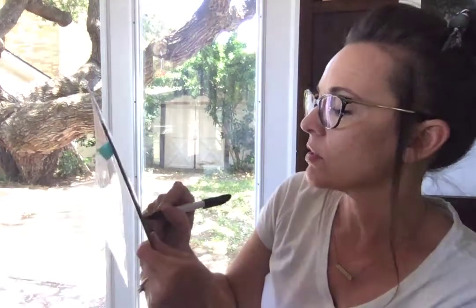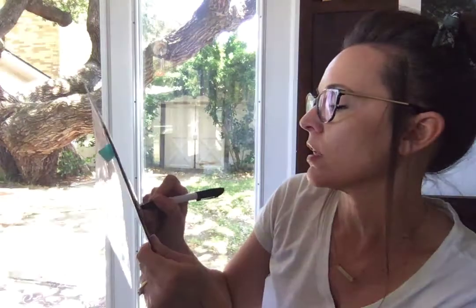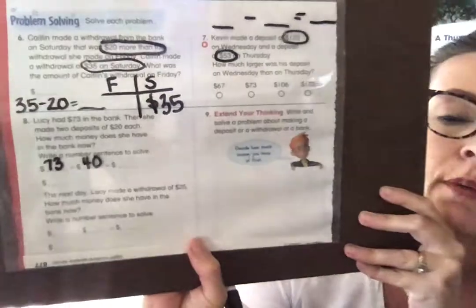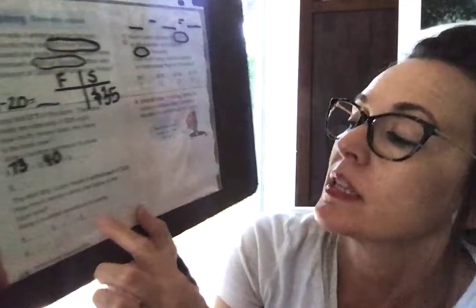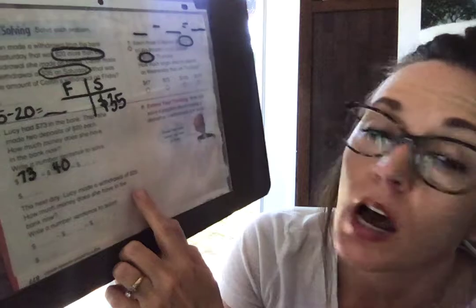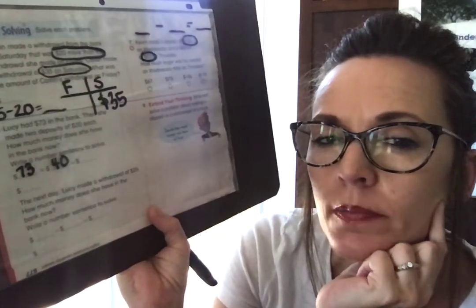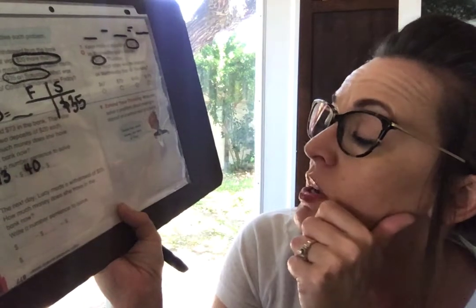She had 73, and she deposited $40. So we're going to add to find out how much she has now. Deposit means we're putting in. But that's not the end of the problem. The next day, Lucy made a withdrawal of 25. So what does that mean, that she made a withdrawal? She took money out. She made a withdrawal of $25.